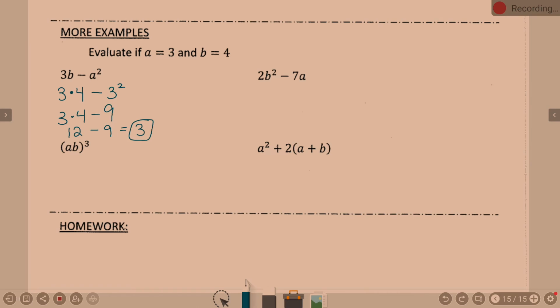Let's do this one here: 2B squared minus 7A. We might call it quits there. What's my suggestion that I want you doing first on this? The 3 for A and 4 for B. If I walk over and you ask for my help, the first thing I'm going to have you do is rewrite this with your numbers in here. So 2 times, instead of B squared, 4 squared, minus 7A, which means 7 times 3.